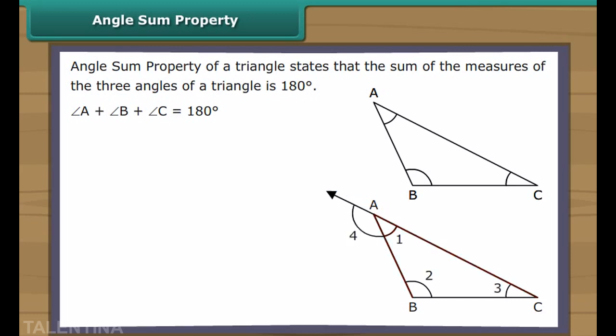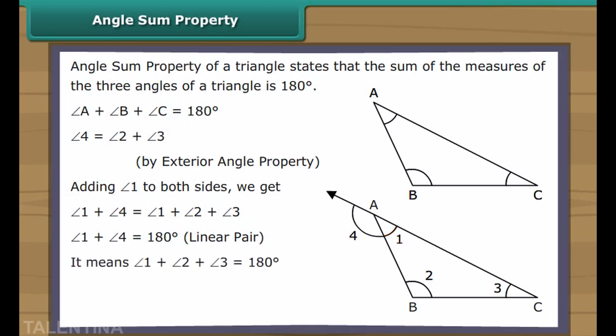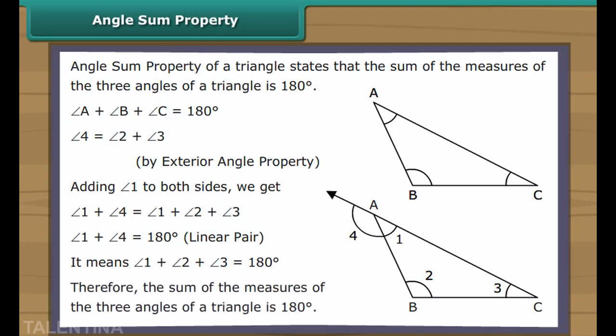Extend angle BAC. Angle 4 is equal to angle 2 plus angle 3 by exterior angle property. Adding angle 1 to both sides, we get angle 1 plus angle 4 is equal to angle 1 plus angle 2 plus angle 3. Angle 1 plus angle 4 is equal to 180 degrees, linear pair. It means angle 1 plus angle 2 plus angle 3 is equal to 180 degrees. Therefore, the sum of the measures of the three angles of a triangle is 180 degrees.